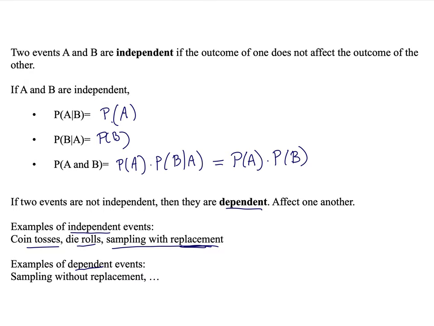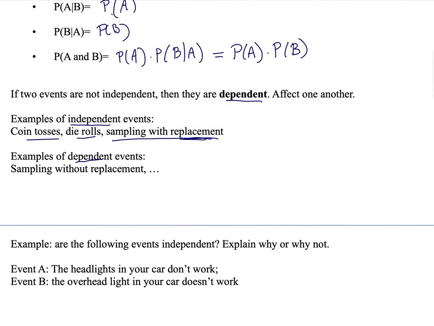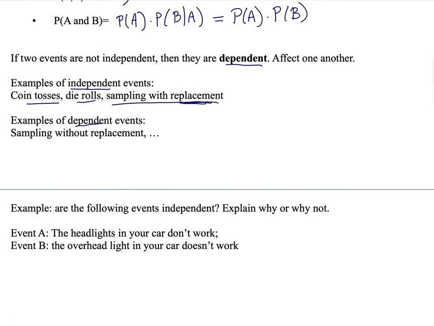So here's a question for you. Would you say that these events are independent or dependent? And explain why or why not? So event A is that the headlights in your car don't work. Event B is that the overhead light in your car doesn't work. And so remember that the definition of independent is that the probability of one event is completely unaffected by whether or not the other event has occurred.